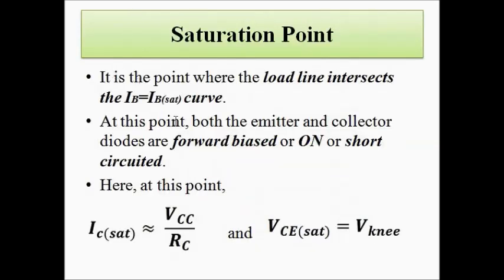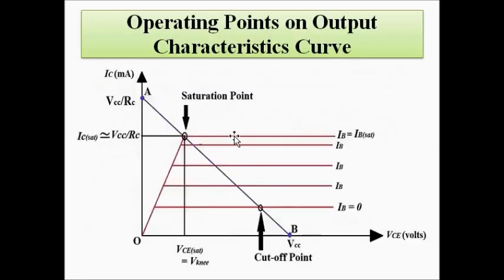The saturation point is that point where the load line intersects the IB equals IB saturation curve, which means the topmost curve. So this point where this blue colored load line intersects the plot at constant IB saturation value is the saturation point. Again, at the saturation point, the collector current value is nearly equal to VCC by RC.